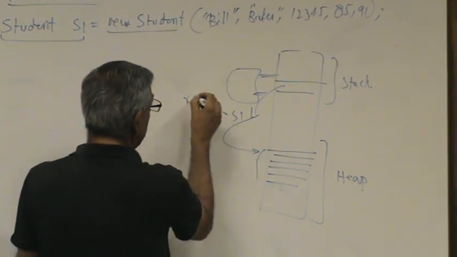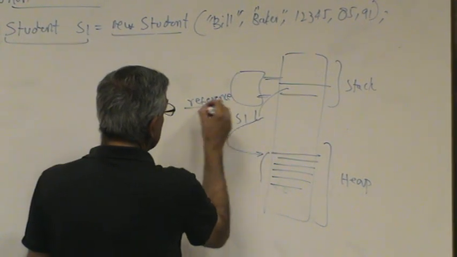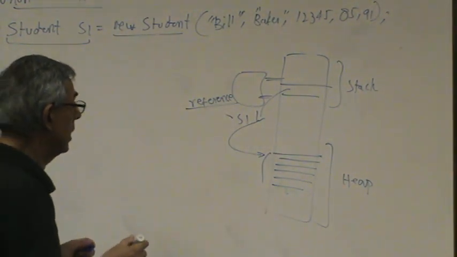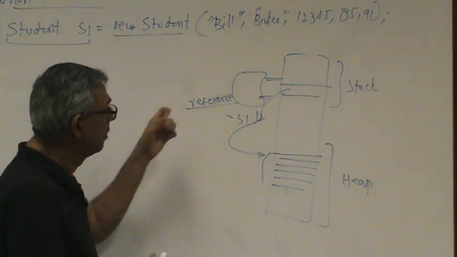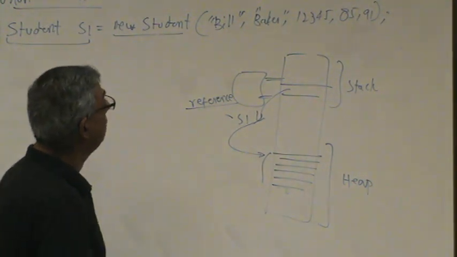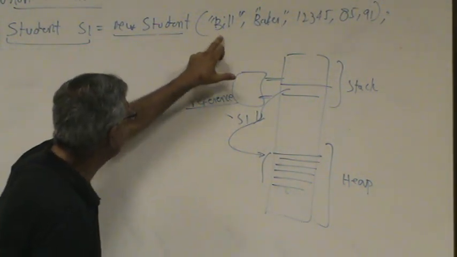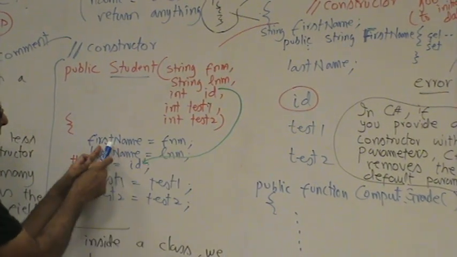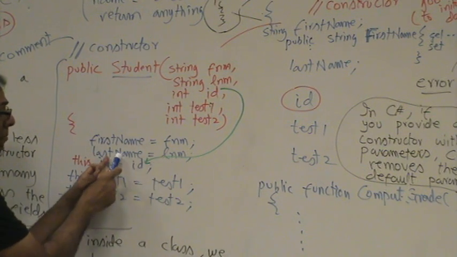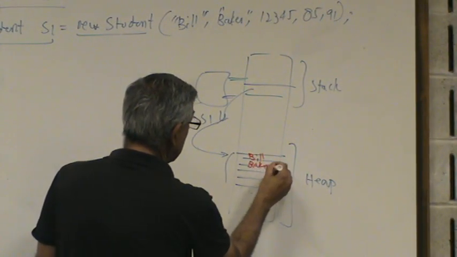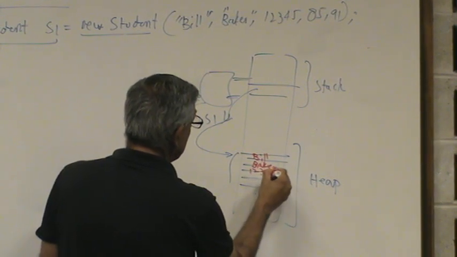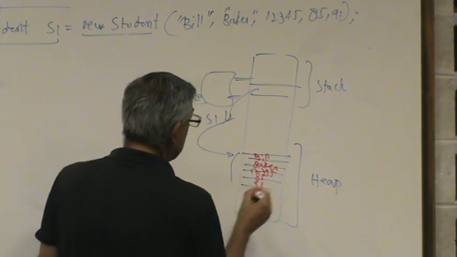So this is what we call a reference or a pointer. In C++, the terminology is to call it a pointer. In Java, C#, we call it a reference. So now we'll point to the 5 fields over here. Because this data is being passed to the constructor, and the code in the constructor takes the FNM, stores it in first name, takes the LNM, stores it in last name. So you see this will automatically end up putting all the data over here: 1, 2, 3, 4, 5, 85, and 91, right?